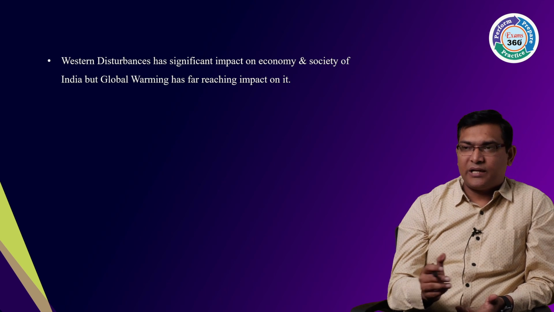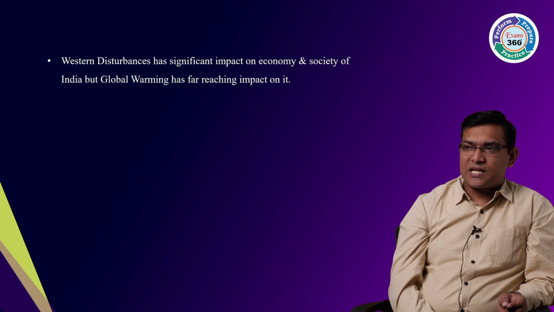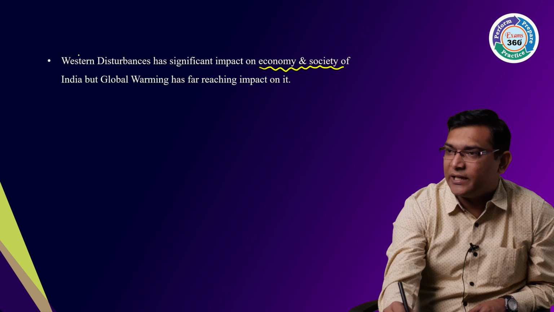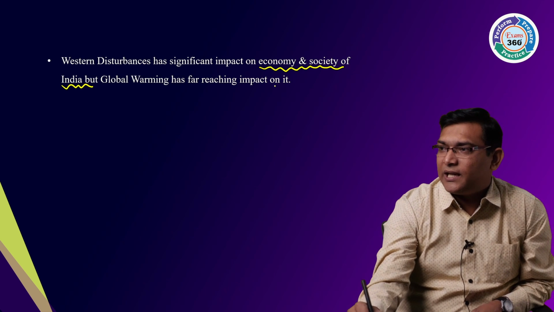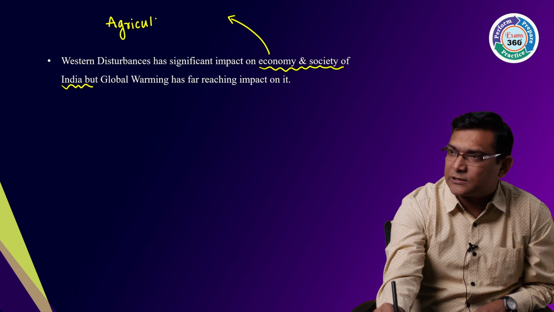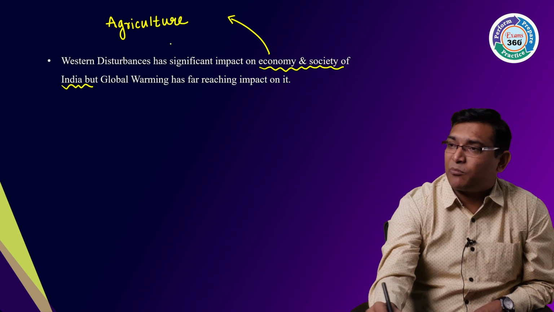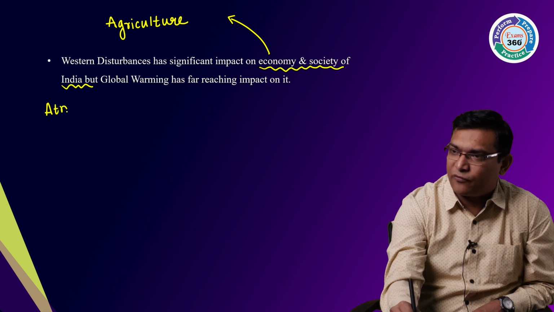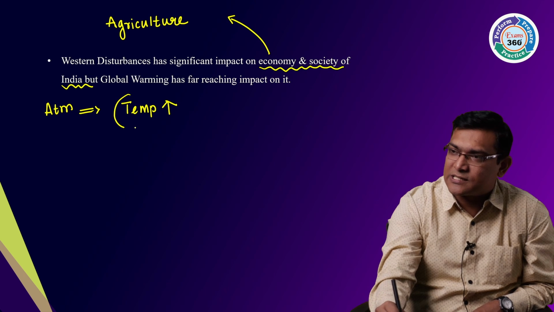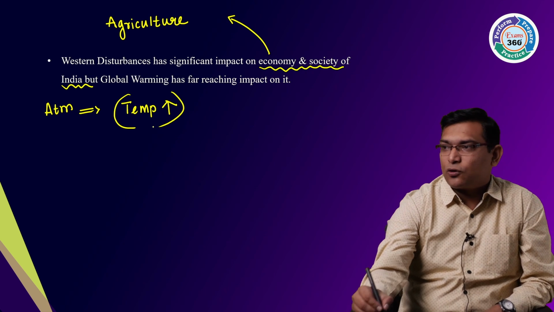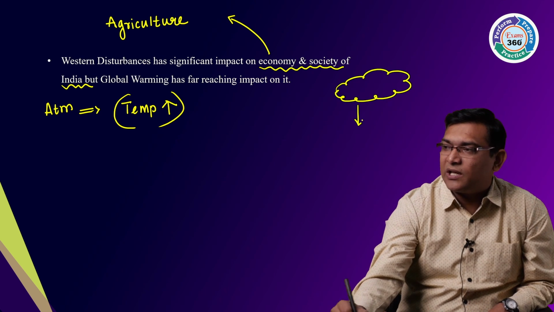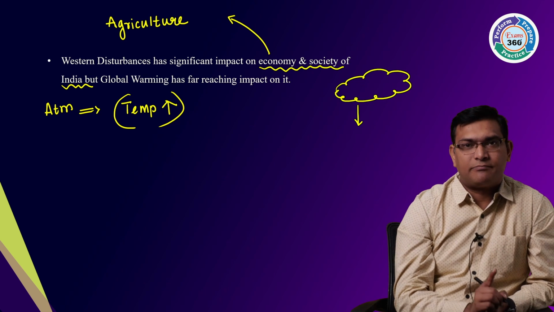Conclusion can be written like this. Ilago rayachu. Western disturbances have a significant impact on economy and society of India. That means from an economic point of view, agriculture. From the atmospheric point of view also, temperatures in this area increase. Temperature perugutundi. Enduku? It brings cloudiness. Yes or no? Rainfall means cloudiness. So temperatures will increase here in these particular areas, right?